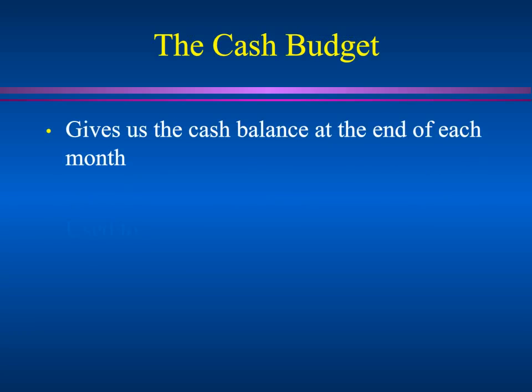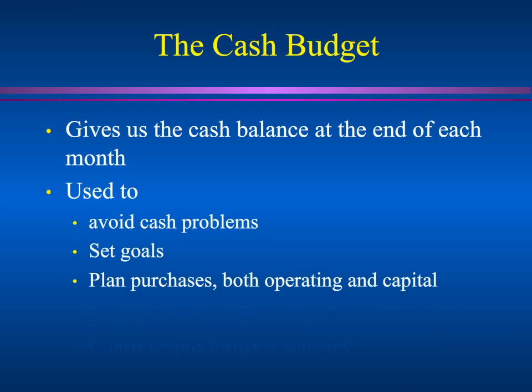Okay, so our cash budget has a big advantage in that it gives us the balance of our cash at the end of each month. Instead of just waiting till the end of the year to see what our balance of cash might be, we get a monthly balance, which is really, really helpful. Same idea, we use it to avoid cash problems, set goals, plan purchases, and this is a little more detail and actually time them. And the cash budget, of course, helps us generate pro forma income and balance statements.